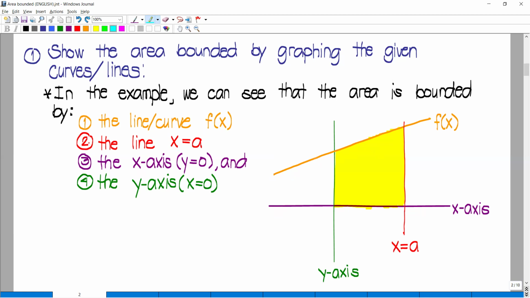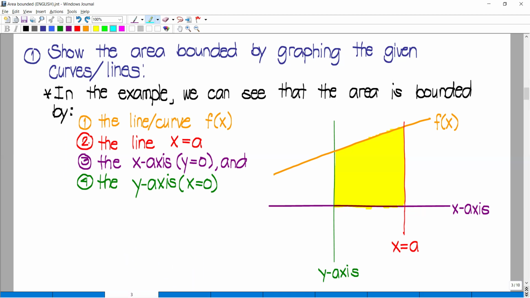Again, guys, we must practice graphing lines, parabolas, and other specific equations or figures.